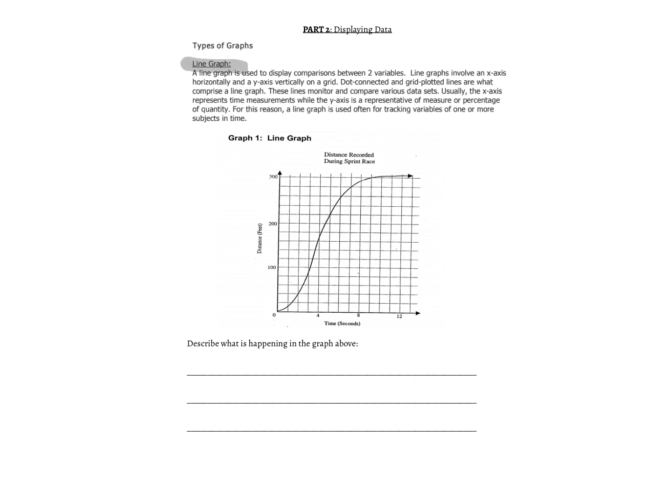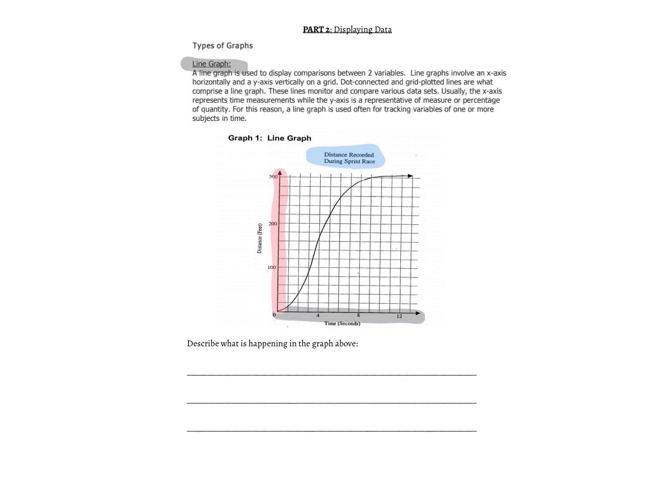As you can tell, we have a coordinate plane, an x and a y axis. Here's our x-axis, here's our y-axis, right here. Each of those axes tells us different things about what's going on in the graph. And the title, of course, up here tells us what we're actually looking at. So we're looking at the distance recorded during a sprint race.